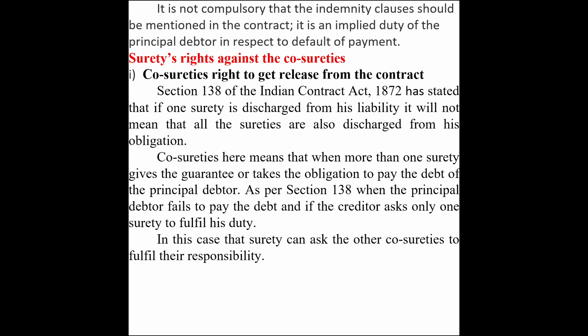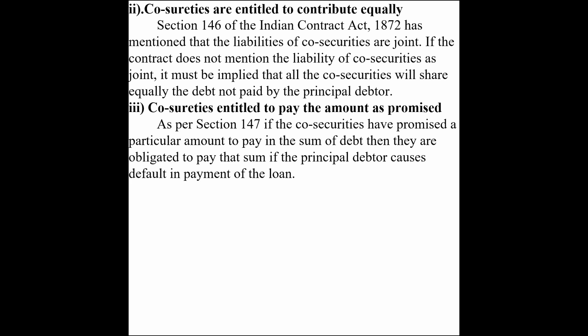So as per Section 138, the principal debtor fails to pay the debt and the creditor asks only one surety to fulfill his duty. This is called co-sureties being released from the contract. The next one: co-sureties are entitled to contribute equally. If one particular surety fails to pay the amount, the other co-sureties may respond and take the responsibility to pay the amount equally. They may share the debt of the principal debtor equally. That is called co-sureties' equal contribution for the debt incurred by the principal debtor.